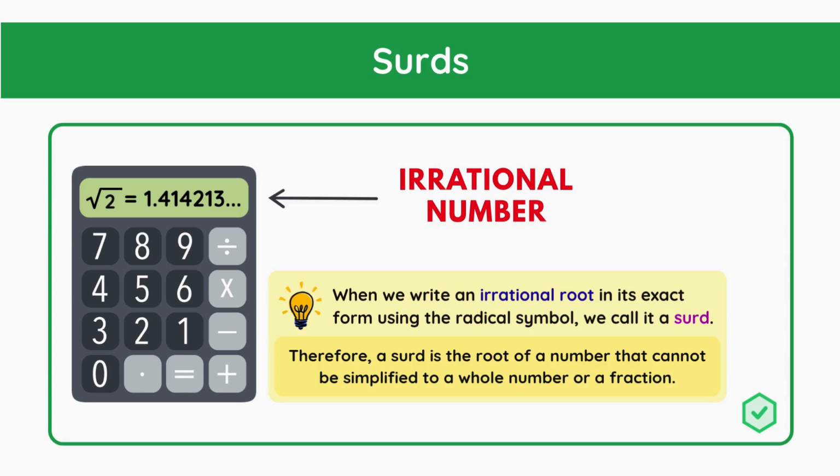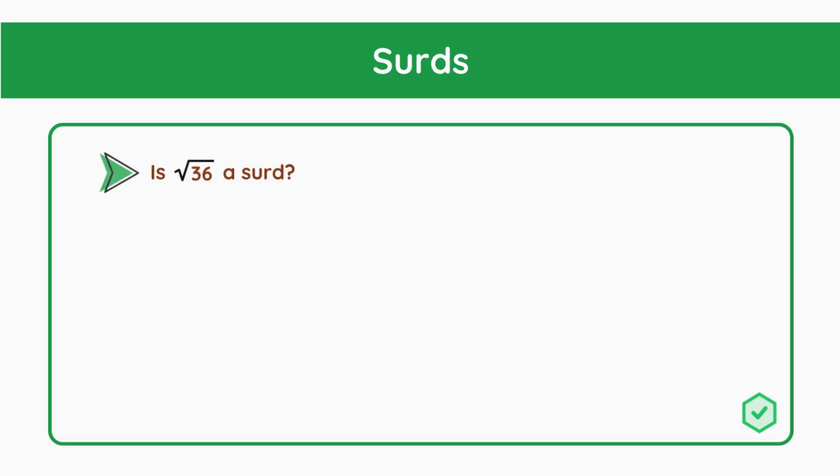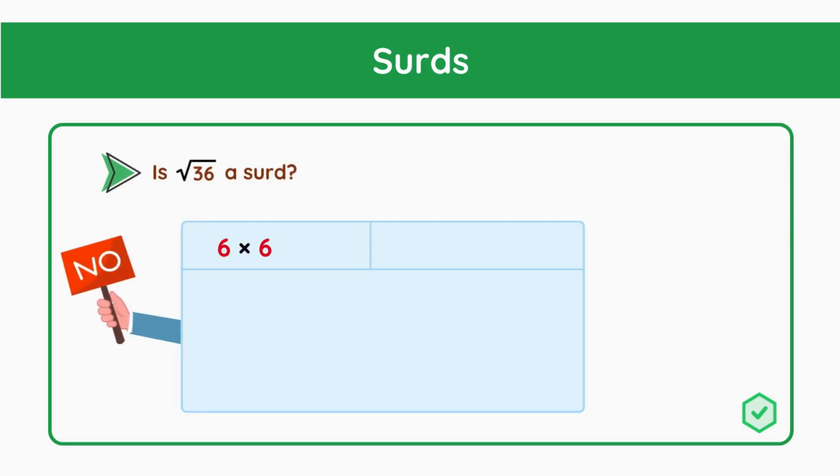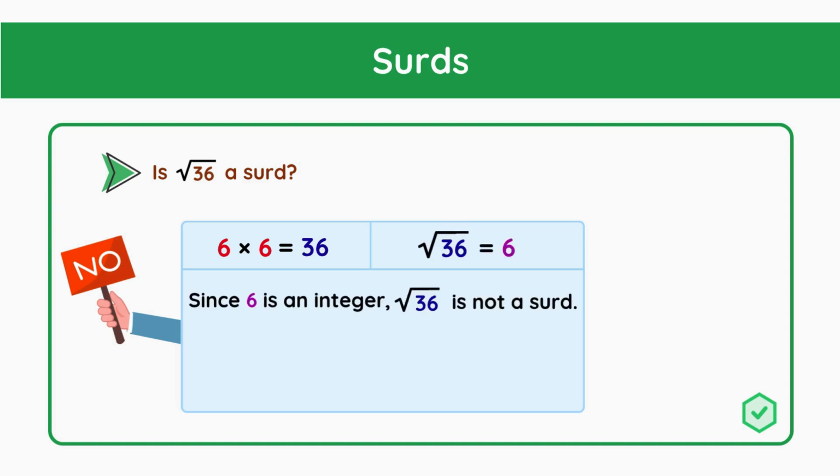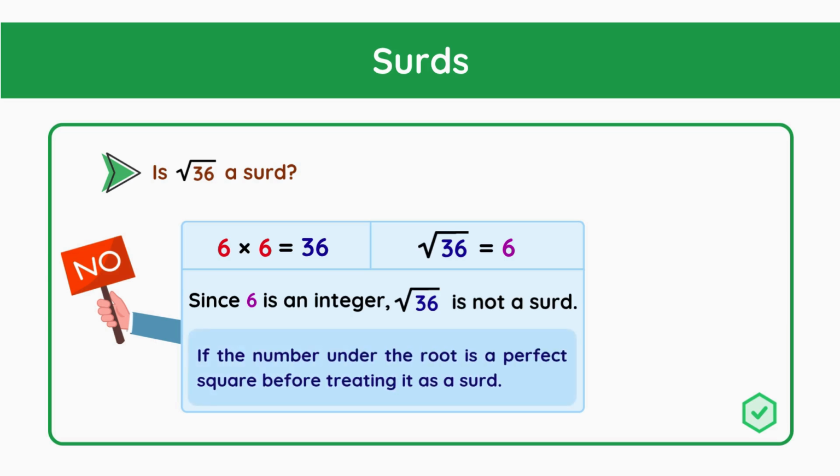Now, let us look at a common mistake. Is square root of 36 a surd? The answer is no, because 6 times 6 equals 36. The value of square root of 36 is exactly 6. Since 6 is an integer, square root of 36 is not a surd. In exams, always check if the number under the root is a perfect square before treating it as a surd.